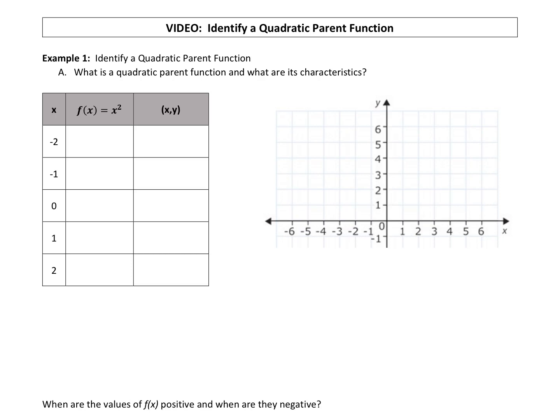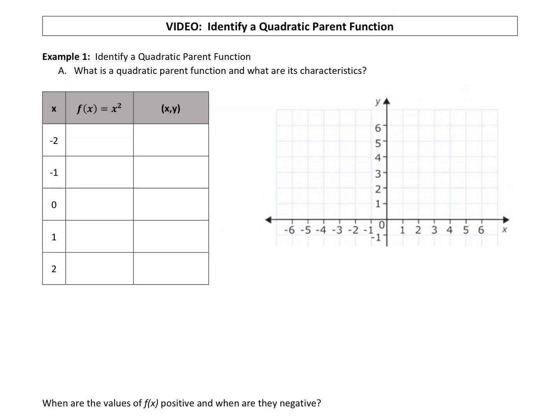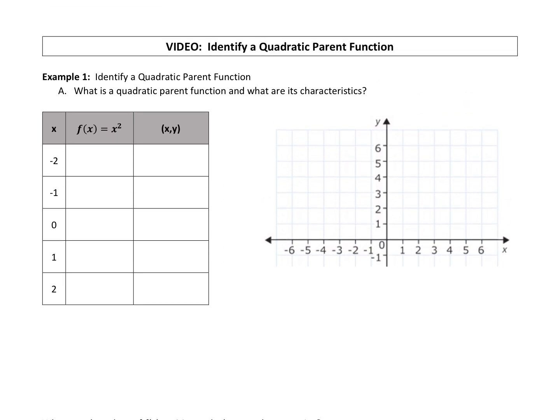All right, so we just learned that the parent function for a quadratic function is f of x equals x squared. So let's graph that and take a look at some of the characteristics that we have. We can make a table of values our first time graphing this, and then I'll show you a shortcut for how to graph, but let's just see what happens when you actually plug in your x values and what you get back for your y values. So we've got our table.